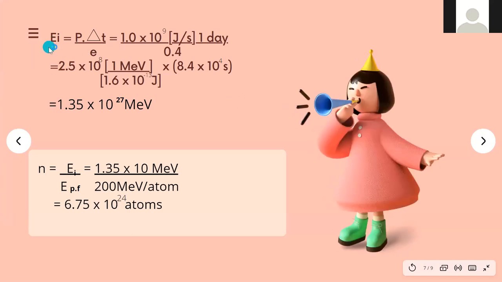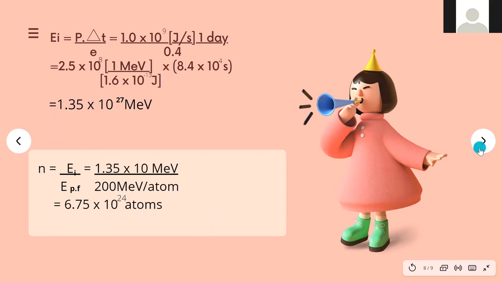We have to find the energy input first. For the energy input, the equation is P times t over efficiency. Power is given just now, and we multiply by one day, and this is the efficiency given just now. After all, we find the answer, 1.35 times 10 to the power of 27 MeV. For N, the equation is energy input over energy per fission. We put in all the values: this one is from the question, this one is the energy per fission, 200 MeV per atom, and this one is what we found just now. At the end, we find the answer, 6.75 times 10 to the 24 atoms.